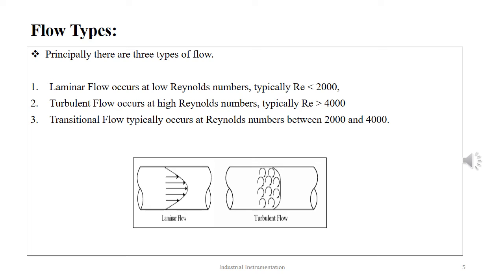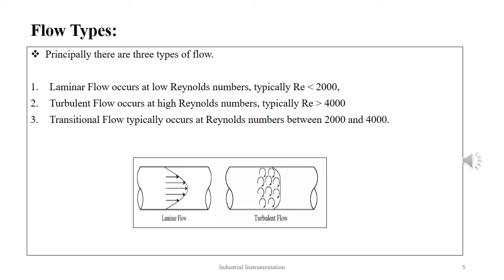We spoke about Reynolds number and how Reynolds number defines the flow types. Based on Reynolds number, there can be three flow types: laminar, turbulent, and transitional. Laminar flow occurs at low Reynolds number, typically less than 2000, where viscous forces are dominant. Laminar flow is characterized by layers of flow traveling at different speeds with virtually no mixing between the layers. The velocity of the flow is highest at the center of the pipe and lowest at the walls of the pipe. The second type is turbulent flow.